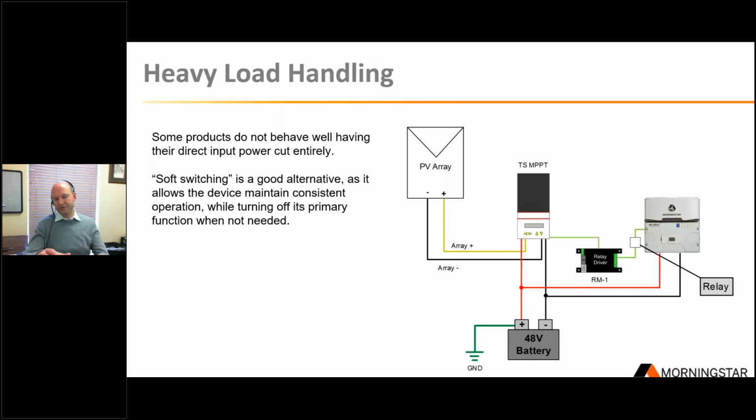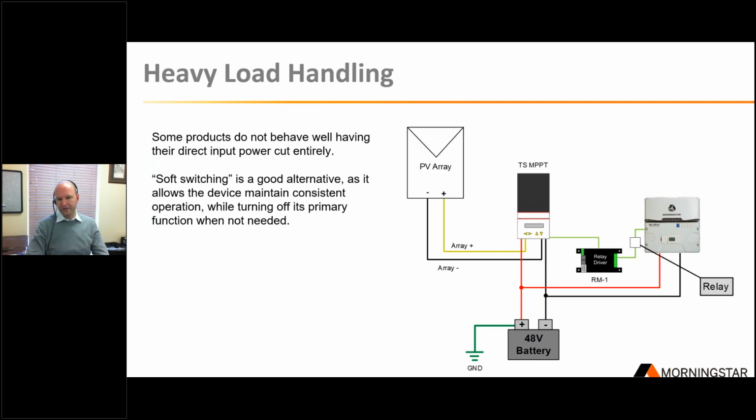So I'm just going to talk, these are just some basic one-line diagrams just for relational aspects of how a system could be designed. So when you've got these heavy loads, you could have a charge controller providing the charging into the battery. But one of the things you can do if the load is too big is you can use a relay, or the load side of the output of the controller also with the relay, and you can do something called soft switching.